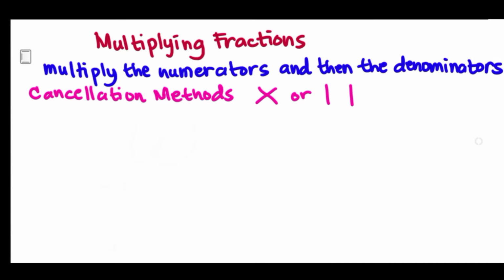So, dito na tayo sa susunod natin sa lesson number 3, multiplying fractions. In multiplying fractions, we multiply first the numerators and then we also multiply the denominators. And then we will simplify. Pero, oftentimes, we can do cancellation first and then tsaka na po i-multiply yung numerators and then the denominators. So, we can use these cancellation methods.